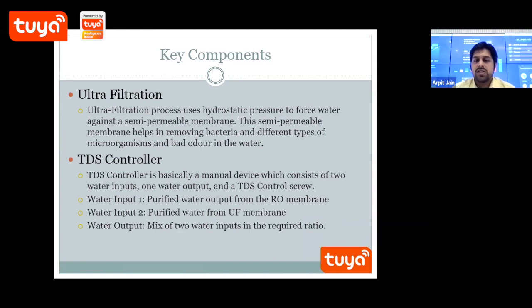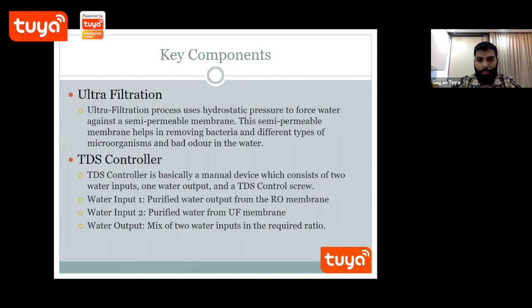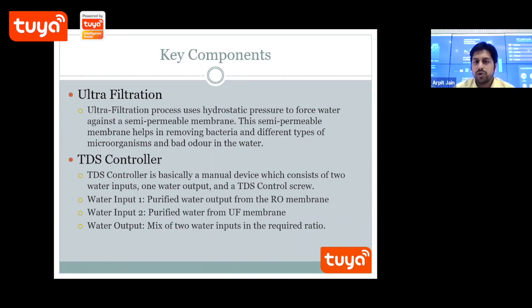The fourth stage is the TDS controller. The TDS controller is basically a manual device which consists of two water inputs and one water output, and the TDS control screw. The first input of the TDS controller comes from the RO membrane, and the second input comes from the UF membrane. The output is a mixing of these two waters in a required ratio to maintain the minerals in the drinking water. By turning the TDS screw, you can manage the ratio of input water 1 and 2.